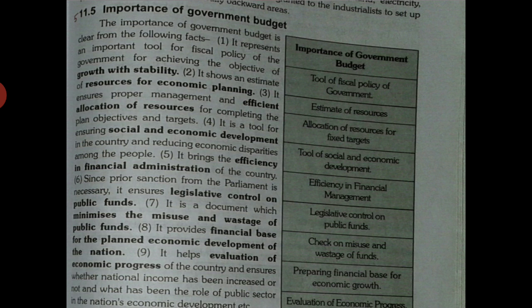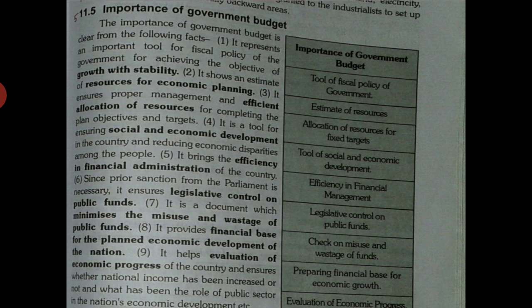This is the financial base for the planned economic development of the nation. This is the ground or base on which national economic development and economic growth can be measured.